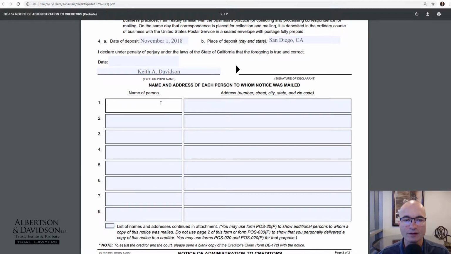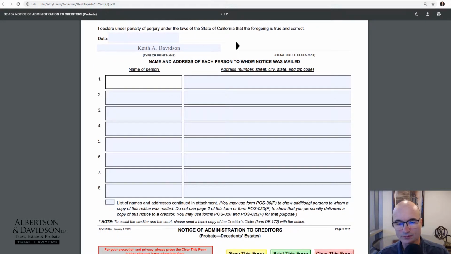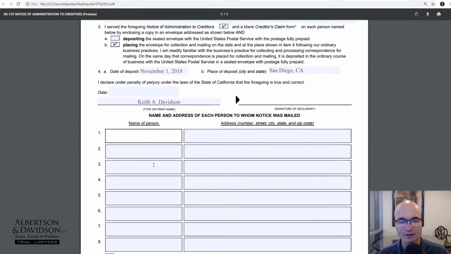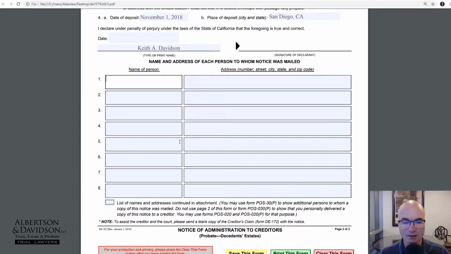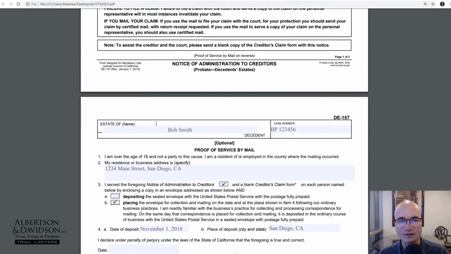And then down here, you're going to put the name and address of each person to whom notice was mailed. So this is where you want to have proof that you mailed this, and you're going to send this out to everybody who is required to get notice in order to show that you did this. You actually notified the creditor. So this is really a pretty simple form.